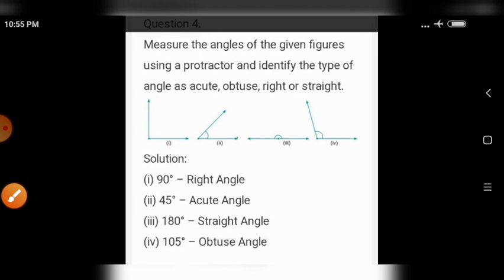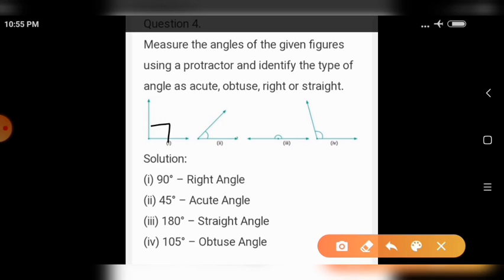Next, fourth sum. Measure the angle of the given figure using protractor and identify the types of angles as acute, obtuse, right or straight. First one is 90 degree. This is intersecting line, the perpendicular line, right angle. This is less than 90 degree, means acute angle. This is straight angle. More than 90 degree means obtuse angle.